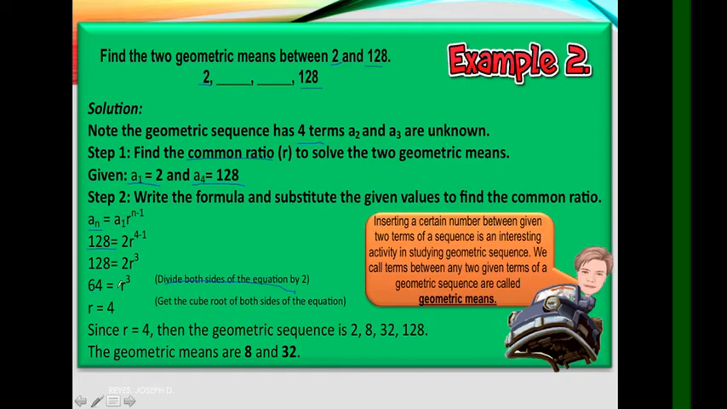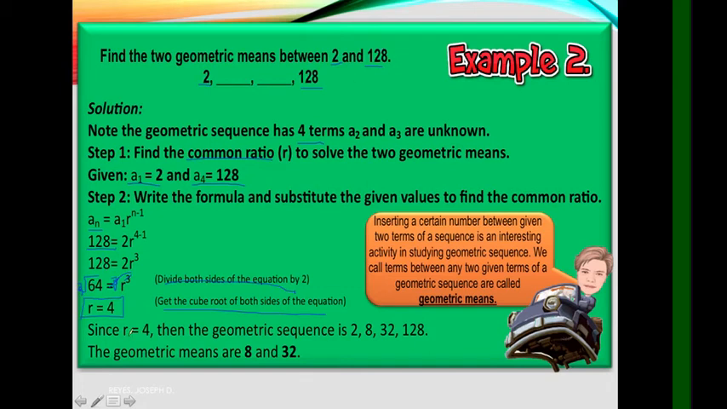And get the cube root. Okay, it says here, get the cube root of both sides. So, get the cube root of this one, cube root of this one, and cube root of this one. So, we can cancel this to have the r. And then the cube root of 64 is 4. So, the common ratio of our geometric sequence is 4.